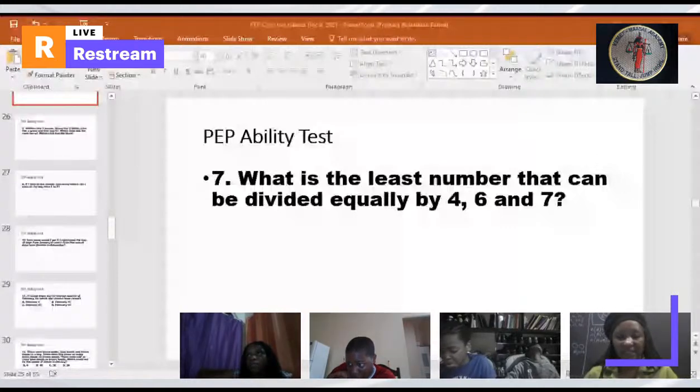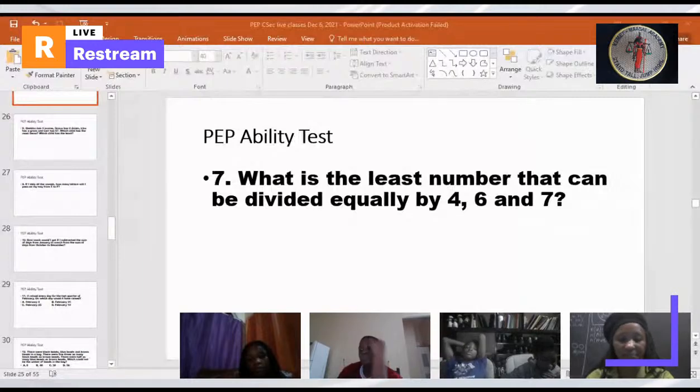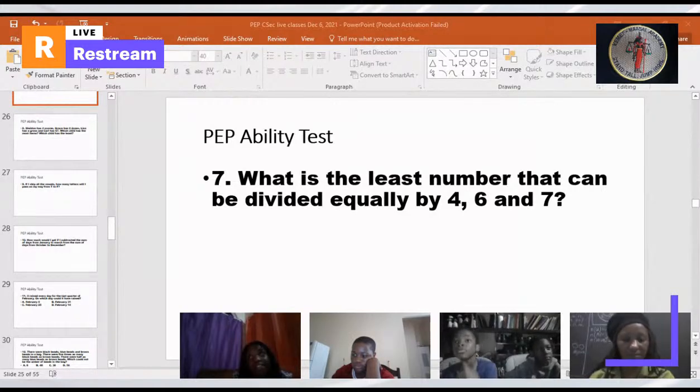LCM of 4, 6, and 7. The least number that can be divided equally by 4, 6, and 7. Want some help? Yes, please, miss. Okay, I believe it is 84.